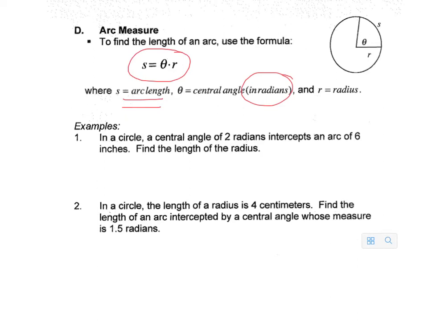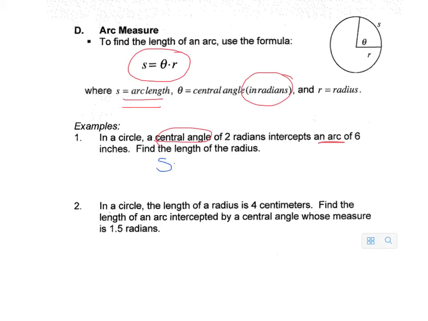All right, how do I know when to use this? Well, anytime in a question they say something about central angle and intercepted arc, you know you're using this formula. All right, so let's take a look at number 1. In a circle, a central angle of 2 radians intercepts an arc of 6 inches, find the length of the radius.